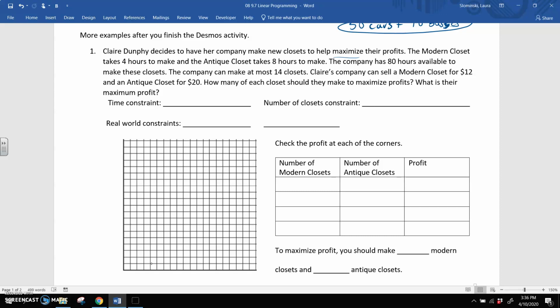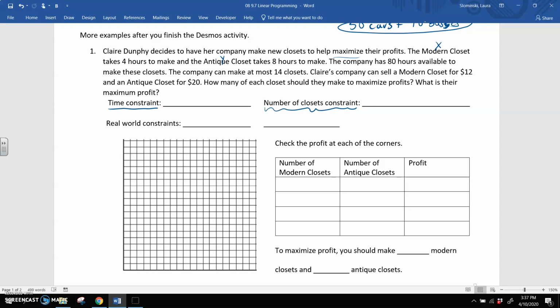So you can see when we get a problem in this section, it's much more overwhelming than what we just saw because it's one word problem with all that information. So it's important that you break down a few things. First of all, you're going to look for the different constraints. This one's going to talk about time, number of closets, and it's always going to have real world, but then you also have to identify your variables. So when I look at this problem, I notice that we're talking about 2 different types of closets. So I'm going to call the modern closet X and the antique closet Y.